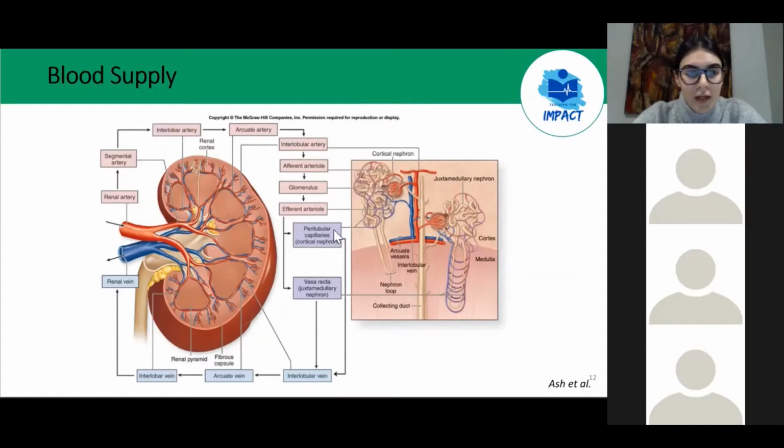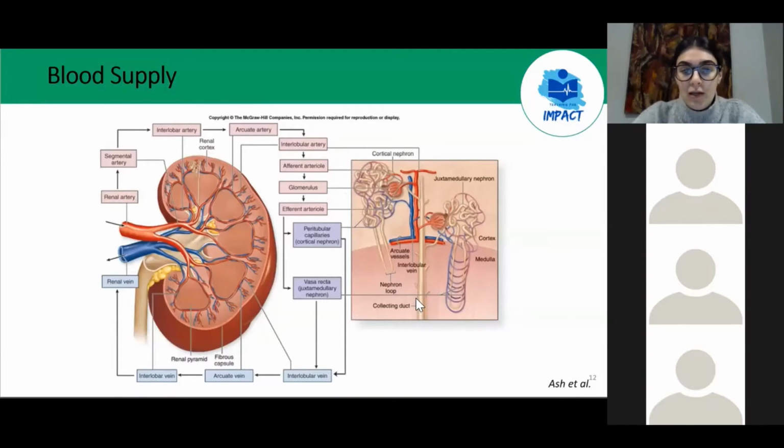Right, so we've talked about our arterial supply. We get smaller and smaller until finally we exit via our efferent arteriole. And then our efferent arteriole joins up with the peritubular capillaries, which are located around the tubule of the nephron.